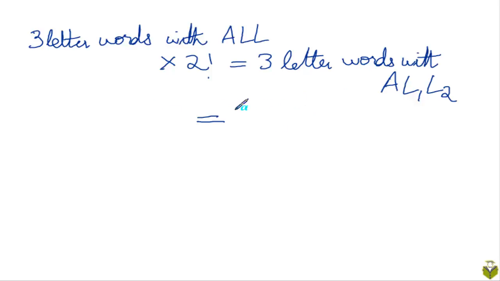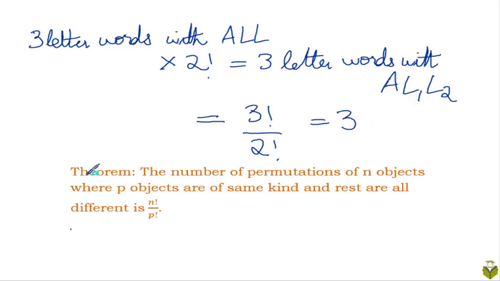So this was 3 factorial, and you can divide it by 2 factorial. So this will be 3. As we saw from brute force, the answer is 3. So this is the basic idea behind permutations with non-distinct objects. So I will state a theorem. This was the intuition behind the theorem. So the theorem states that the number of permutations of n objects where p objects are of the same kind and the rest are all different is n factorial divided by p factorial.